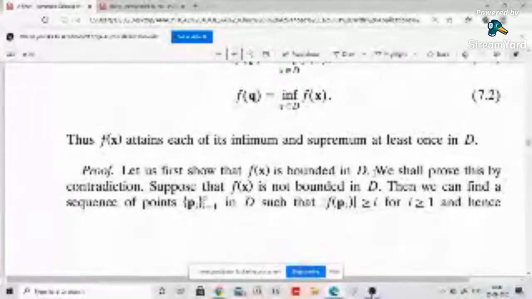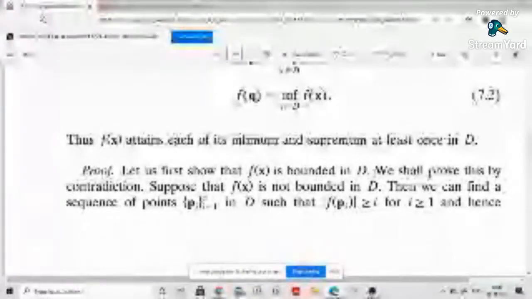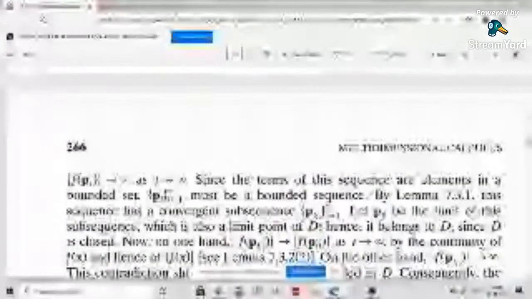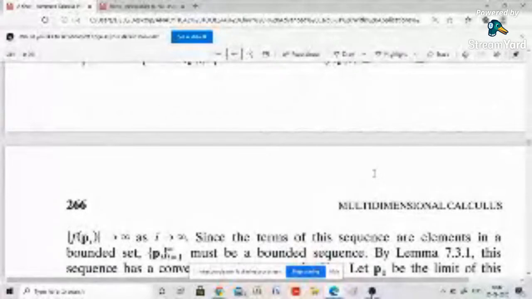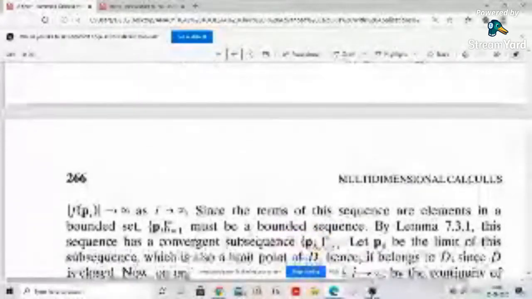So that is the first step in our analysis. This is the reason for calling this topic real analysis. What is the meaning of mod f of p_i greater than or equal to i? As i goes to infinity, the bigger term will also go to infinity. So mod f of p_i tends to infinity as i tends to infinity. Because mod f of p_i is at least i, if i goes to infinity, then surely mod f of p_i should go to infinity.